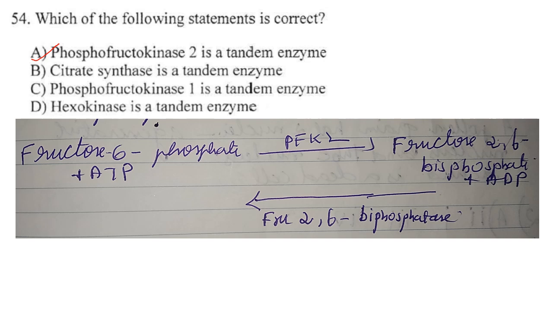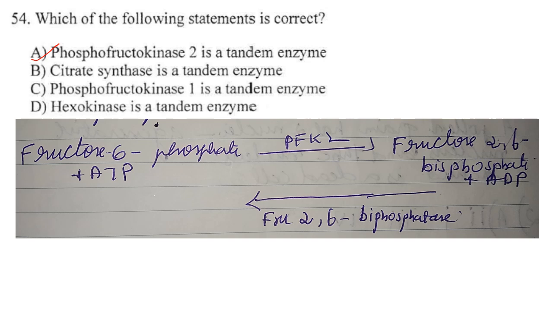Then which of the following statements is correct? They have asked: phosphofructokinase 2 is a tandem enzyme, citrate synthase is a tandem enzyme, phosphofructokinase 1 is a tandem enzyme, hexokinase is a tandem enzyme. So which of these is a tandem enzyme? That is the question. So what are tandem enzymes?